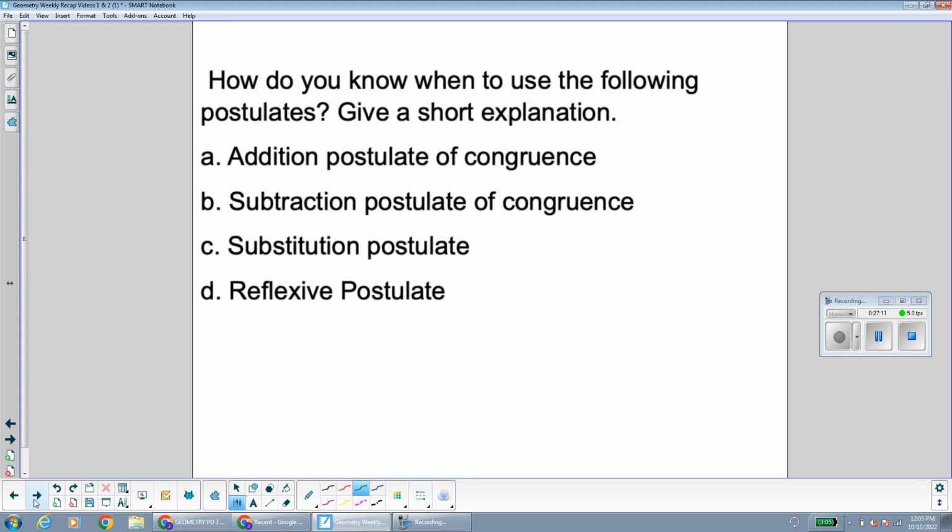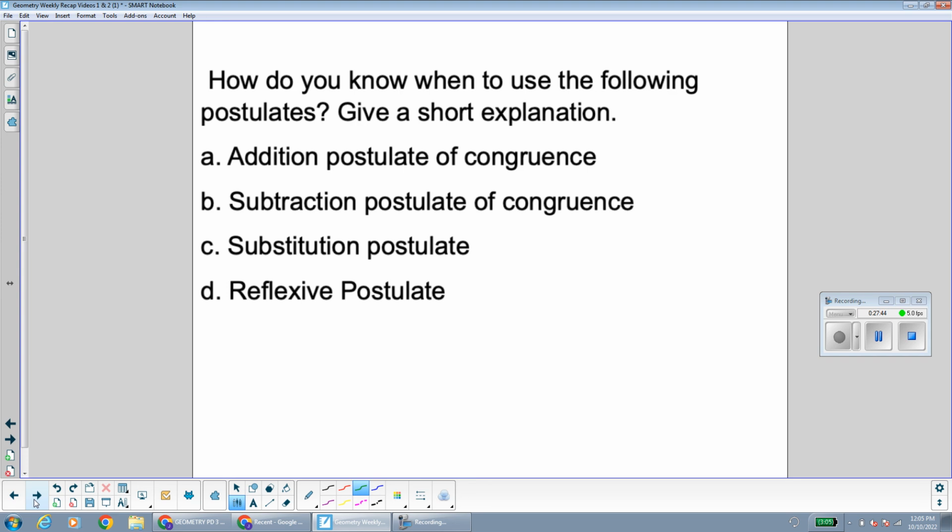Subtraction postulate of congruence is when you're given angles or segments that are larger than the conclusion that you're trying to reach. So you need to take some stuff away from them to make them smaller. Just like with addition, to use subtraction, you need to start with two congruent things, segments or angles, and from each of those two congruent things, the things that you're subtracting also need to be congruent to each other. And that way your difference is congruent.